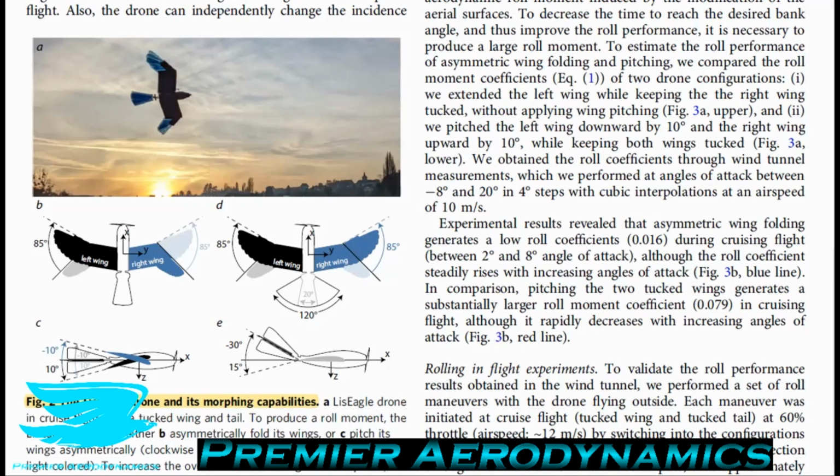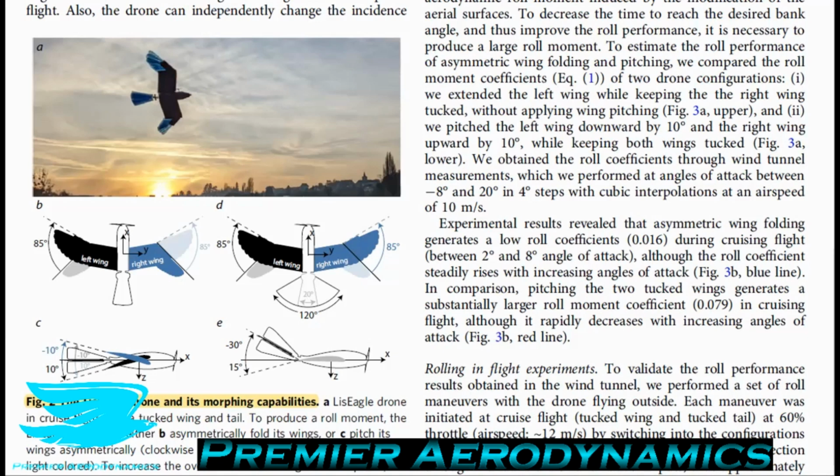Like birds, their Lys Eagle drone can independently change the sweeping angle of the outer wing sections made of artificial feathers. So changing the sweep angle allows the drone to change the wing area and shape in flight. They have a picture here of how they do this. So the wing tip section, like the last third of the wingspan, they can actually sweep this part backwards or forwards. When they sweep it backwards, it reduces the surface area of the wing by, they mentioned later, about 31%. And if they sweep it forwards, it increases the surface area there. And they can do each one individually as well.